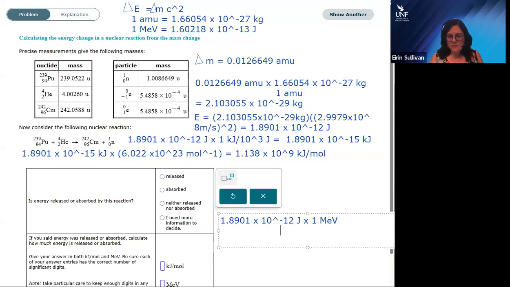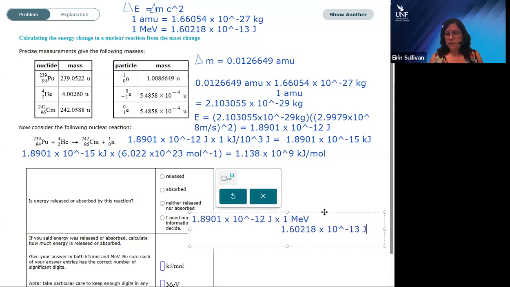So 1 mega electron volt is 1.60218 times 10 to the power of minus 13 joules. So my joules is going to cancel out. Stick that in your calculator and you should end up with about 11.79 mega electron volts.